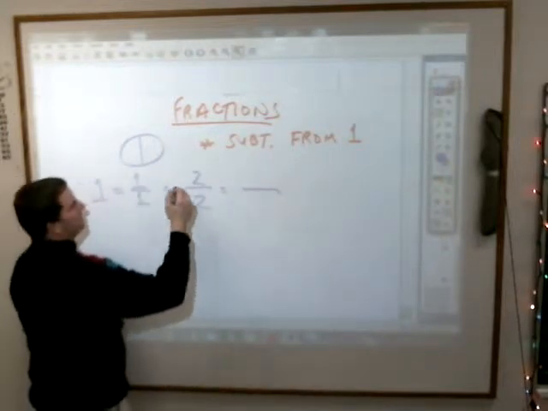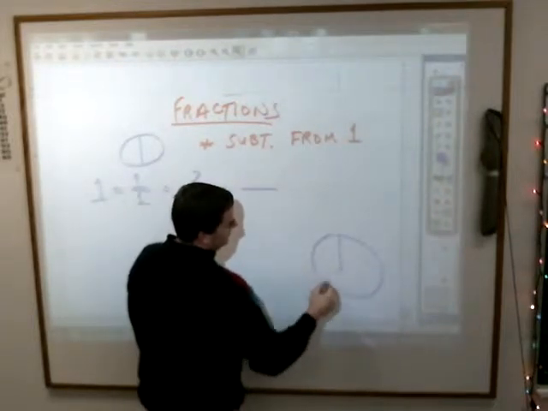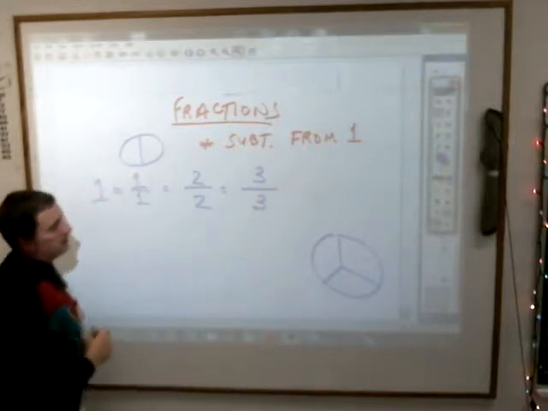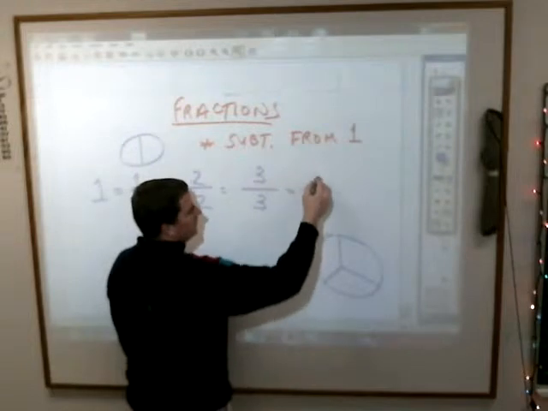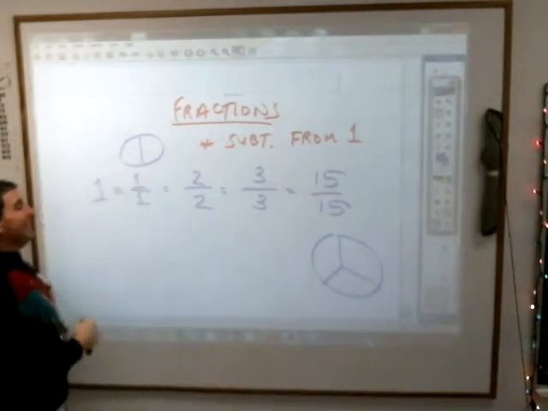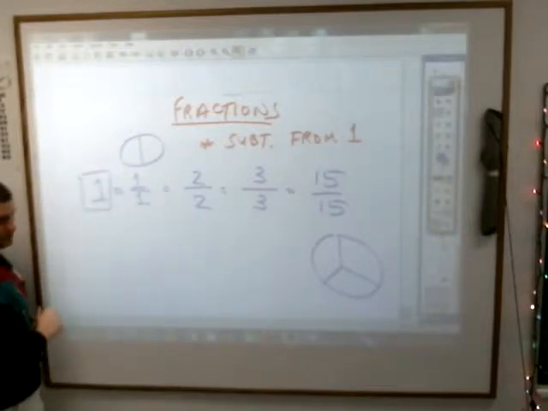Or if you take a pizza and by some strange chance, I've never seen it, you could cut it into 3 pieces. If you ate the whole pizza, you'd have to eat 3 out of the 3 pieces. Same thing, it would go on forever. 15 pieces, 15 over 15. So you can make any fraction from 1 as long as it's the same number over itself.